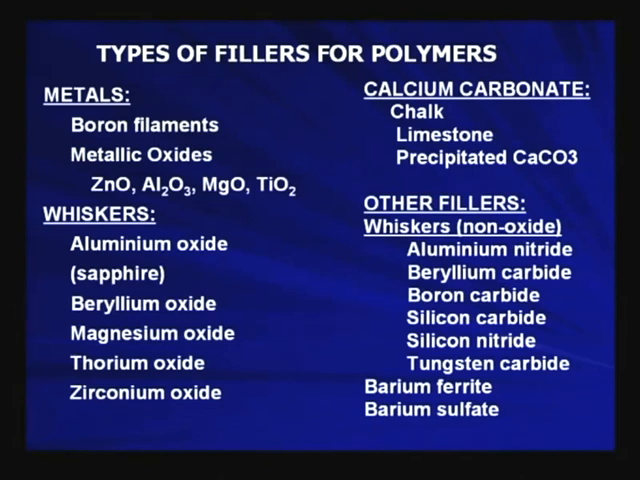these are also used as fillers, other fillers say whiskers, again single crystalline fibers of very thin diameter, aluminum nitride, beryllium carbide, boron carbide, silicon nitride, tungsten carbide, barium ferrite, barium sulfate. So, these fillers or these fibers are used for making high performance composites, very strong and high temperature resistant, heat resistant composites. For making heat resistant composites to be used at elevated temperature, these fillers are used.